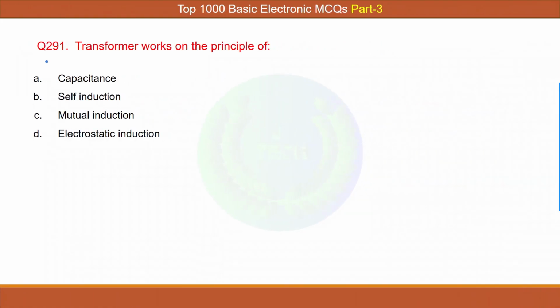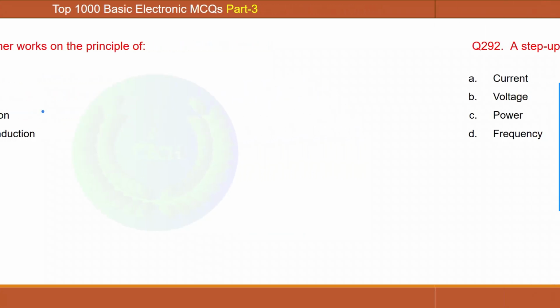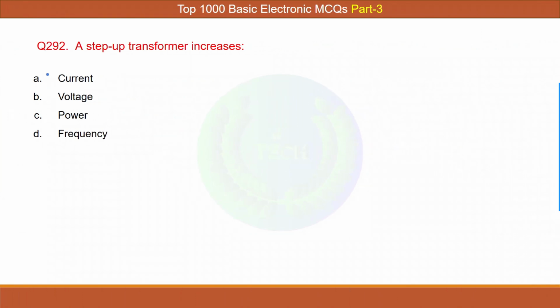Question number 291. Transformer works on the principle of option A capacitance, option B self-induction, option C mutual induction, option D electrostatic induction. The answer is option C, mutual induction.